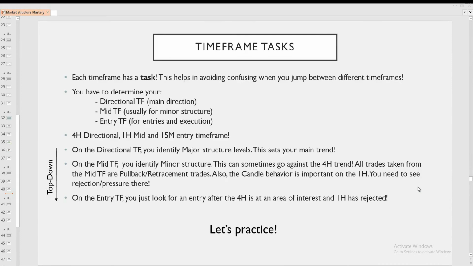For example, you can see an uptrend on the 4 hourly, but you can see a downtrend on the hourly, and you're like, do I take a long or do I take a short? And this is something that a lot of people are confused about, and I'm going to try to make it super clear for you so that you can avoid this.